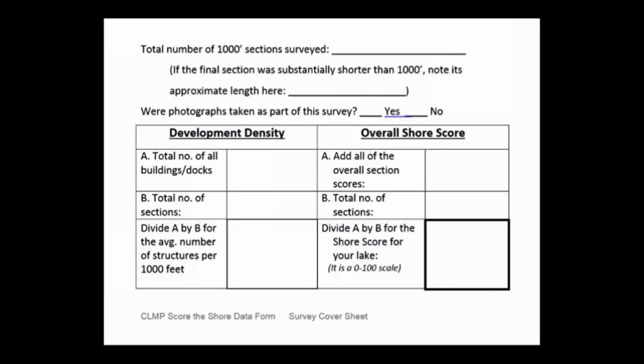Photos can be really helpful for comparing conditions over time and can help you look back and answer questions you may have about the survey. However, photographs are not required. Calculate the development density and overall shore score for your lake by following the instructions in the box. Development density around a lake and the overall shore score are often related.